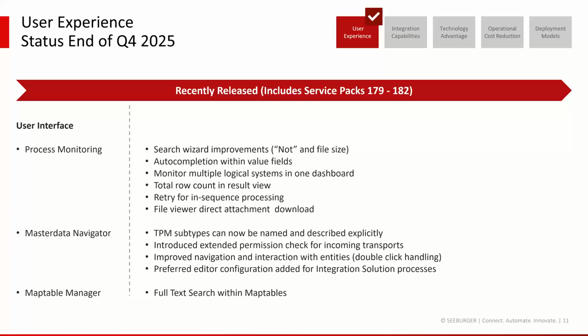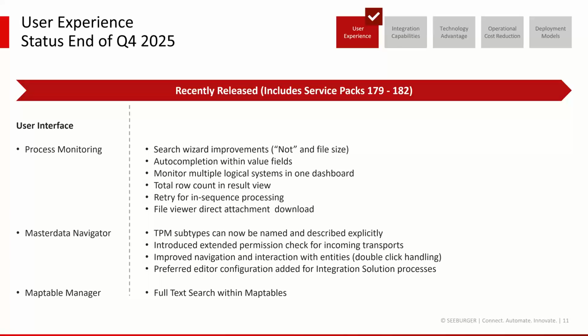In the Master Data Navigator, we've made enhancements around the entity configuration and the entity subtypes. We've added here capabilities to better document your configured flows, also to be able to enable and disable individual steps within an entity flow. We've added better permission checks for incoming transports so that users can only apply transports if they have the permissions in the target system to modify or create certain master data objects.